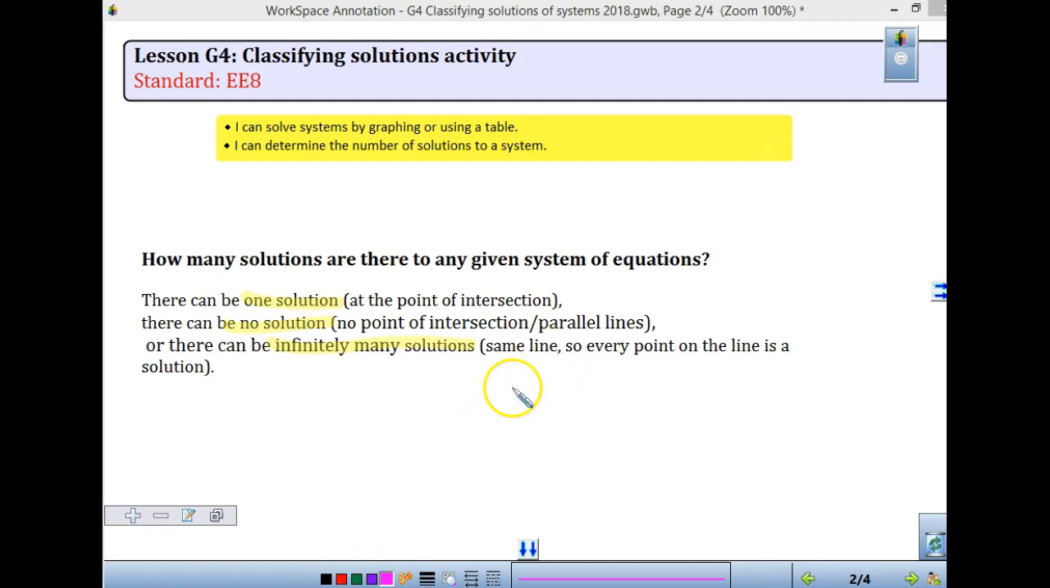When we look at that first one, for the one solution, we are always going to leave our answer as x comma y. That's that point of intersection that we are talking about. So always three different possibilities. You're going to see this today on this activity that we are going to be doing.